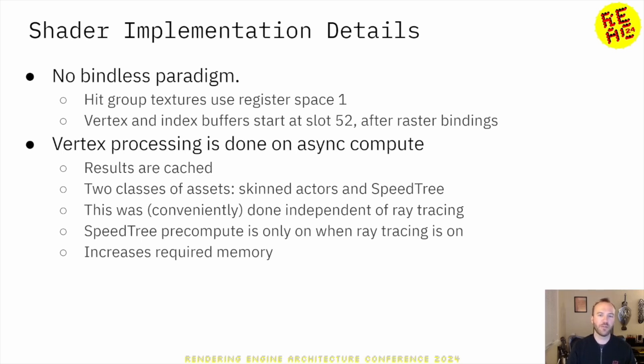Interestingly though, only pre-computed skinning results are used by default in the game, while pre-computed speed tree is only used when ray tracing is on, and the reason for this was that performance results using pre-computed speed tree versus speed tree evaluated in vertex shaders were mixed on consoles, so the decision was made not to switch paths. Of course, needing to pre-compute and store all of this vertex data has an impact on memory, so that's something to keep in mind when it comes to fitting into our performance headroom.